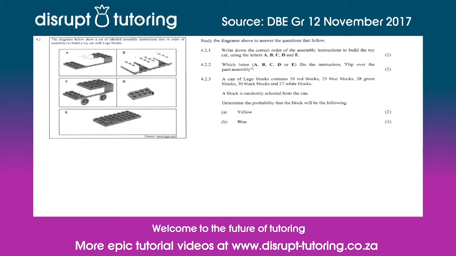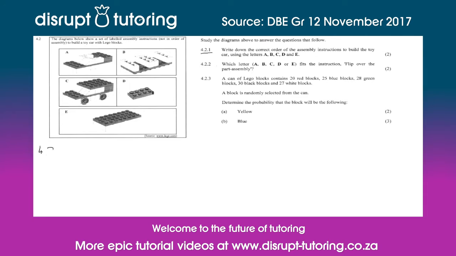We are on to 4.2 from the 2017 Maths Lit Paper 1, and this deals with constructing Lego blocks. So it's the measurements and representations of the physical world topic. They've given us a diagram here with the construction of a toy car using Lego blocks, and 4.2.1 is asking us to write down the correct order of assembly for constructing a car.